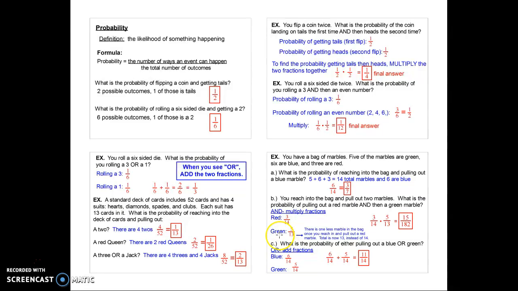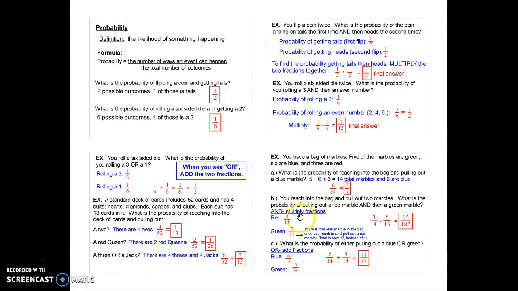Be careful when you get to the green. Okay? There were 5 green marbles in that bag. But remember, you had just taken out your first marble. So there are now no longer 14 marbles in your bag. You took 1 out, so now there's 13. Okay, so be very careful with these. There is now 13 in that bag instead of 14 because you took 1 out. So this probability is 5 out of 13 possible outcomes.